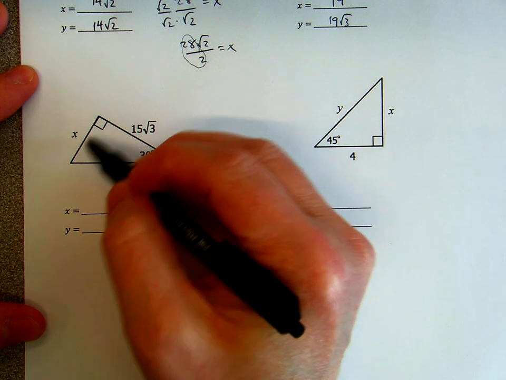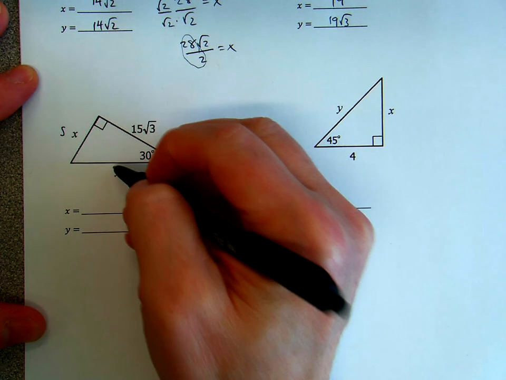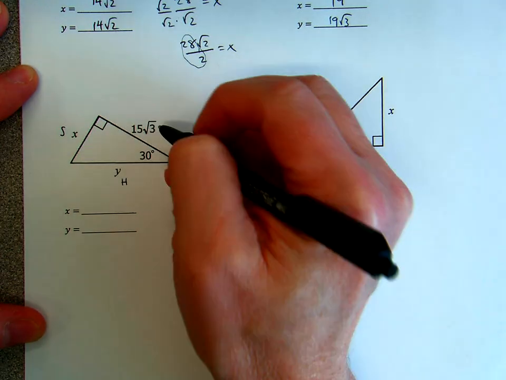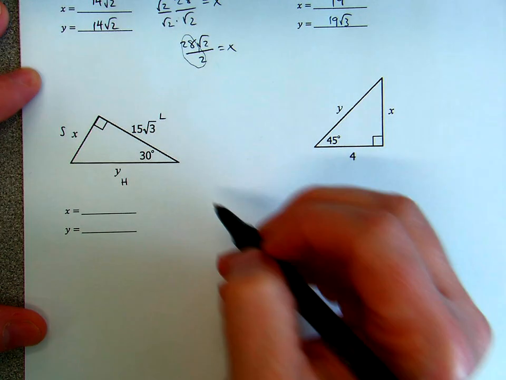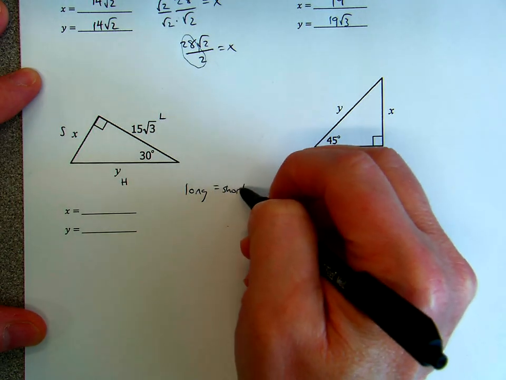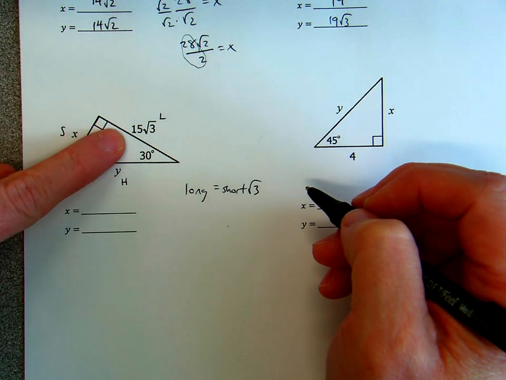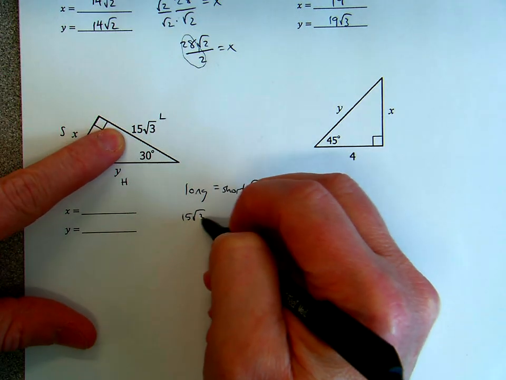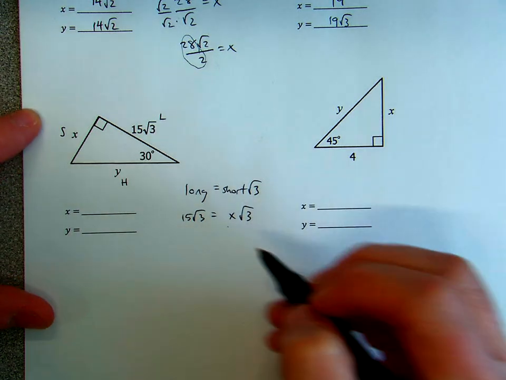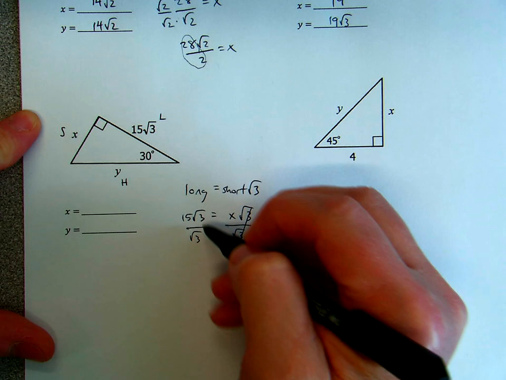So 30, 60, 90. Across from the 30 is my short side. Across from the right angle is the hypotenuse. Across from 60 is my long side. So I know that the long side is the short side times square root of 3. My long side in this case is 15 root 3. My short side is x. And we can get x by itself by dividing by square root of 3, which in this case cancels.